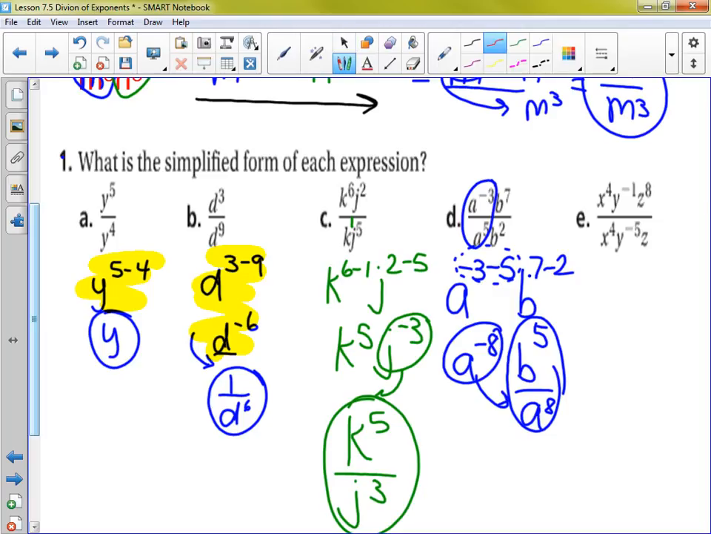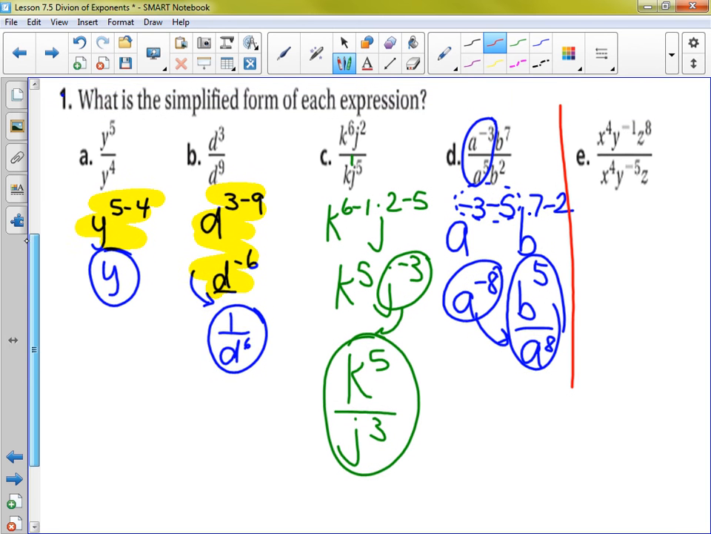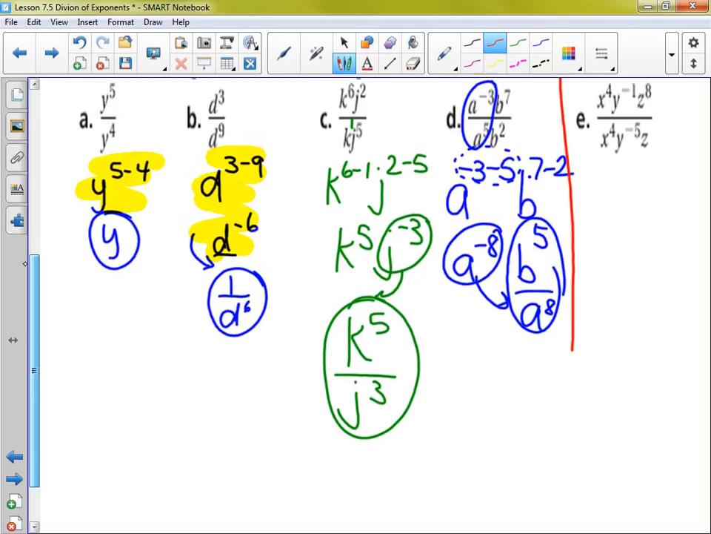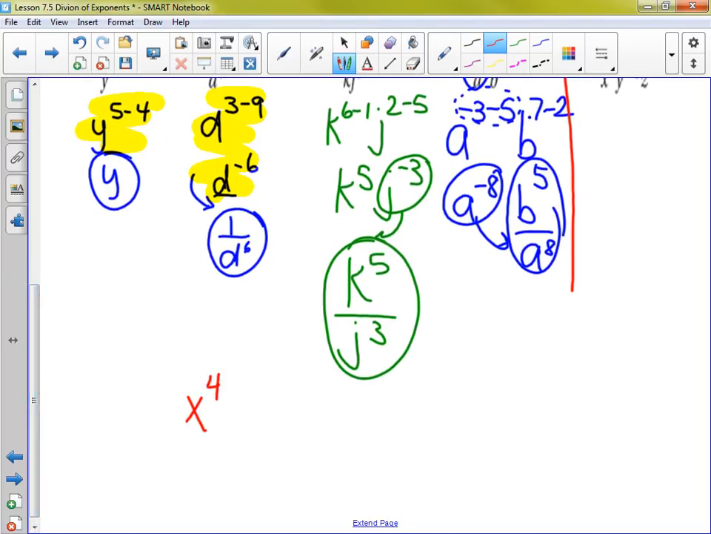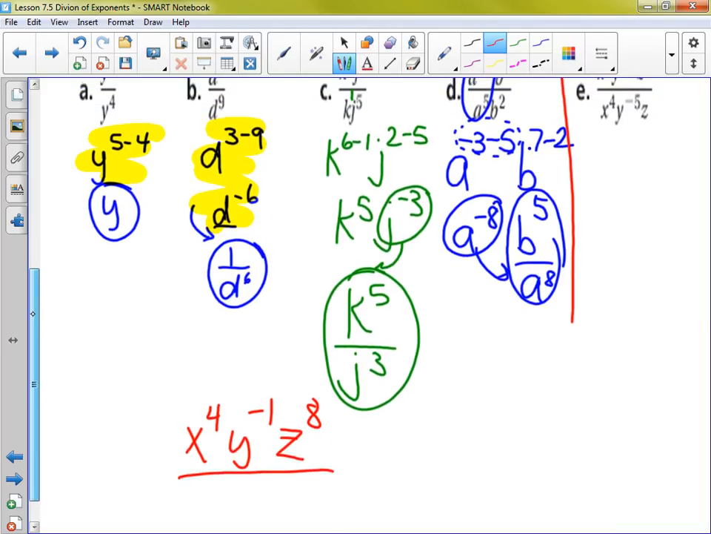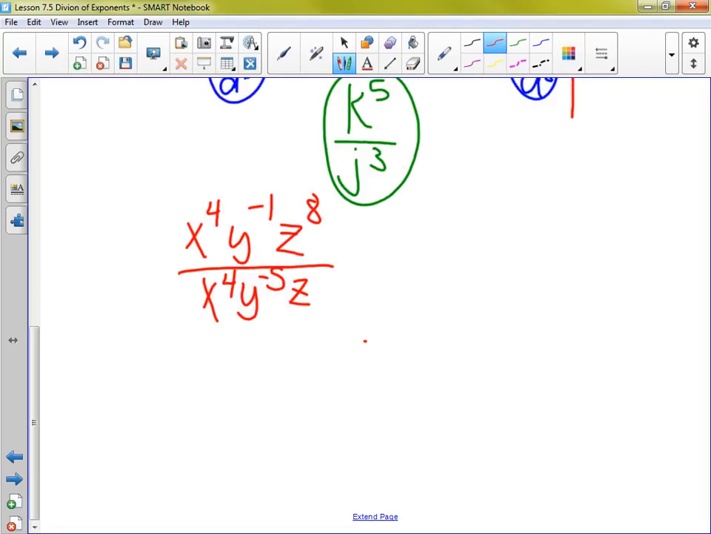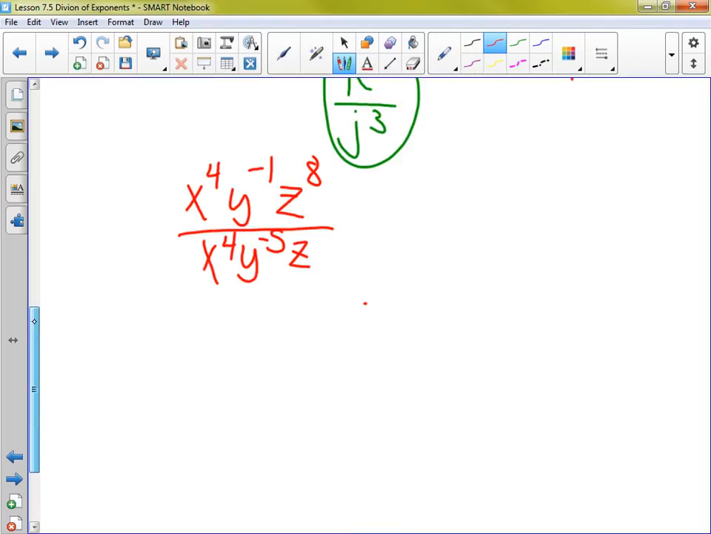Okay, this last one is a tricky one. So I'm going to actually rewrite it. E is x to the 4th, y to the negative 1, z to the 8th, over x to the 4th, y to the negative 5, z. Okay, this is tricky because it involves a couple of negatives that, if you don't take the time to write it out, could get you in trouble.